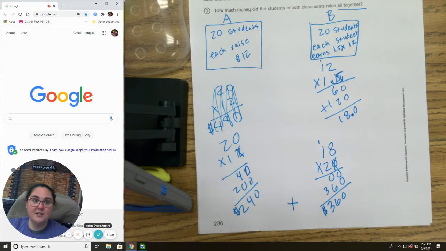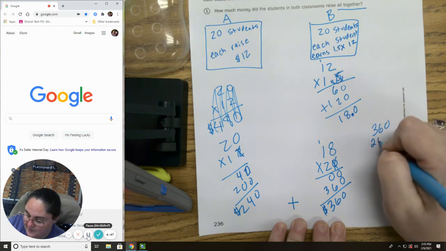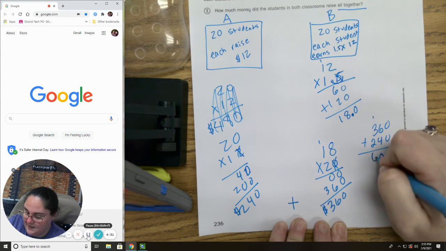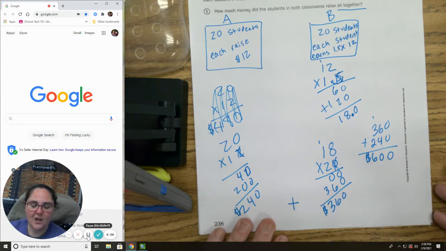So what is the total that both classrooms earned all together? So I'm going to add 360 plus 240. 10, carry my 1. All together, they earned $600. Awesome.